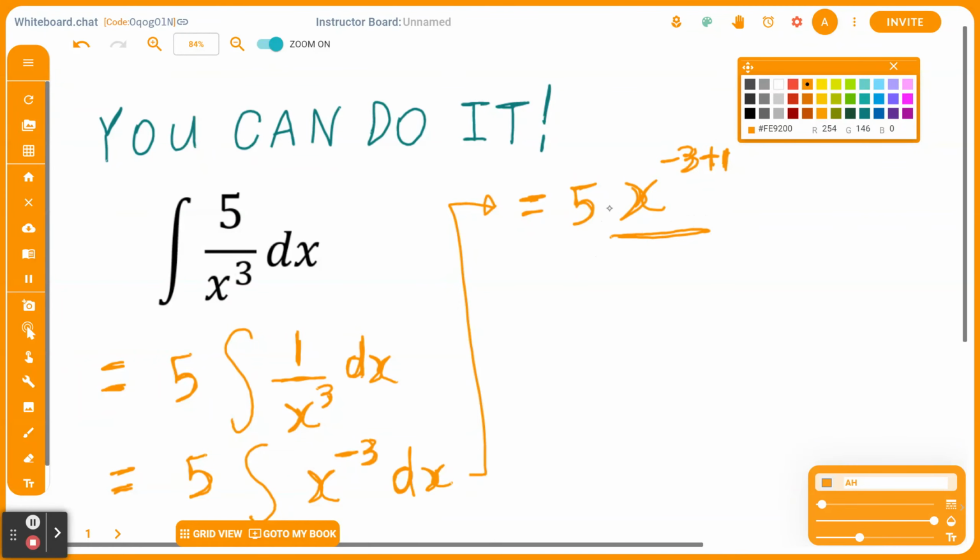If you think about negative 3 plus 1, that's going to be negative 2. So you're dividing this by negative 2 plus a constant c. Again, you're looking for a family of solutions, not one solution.